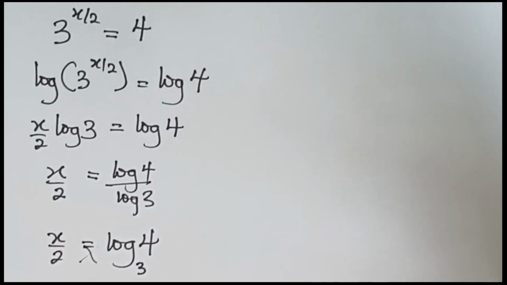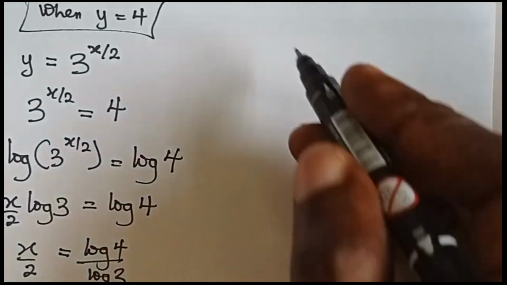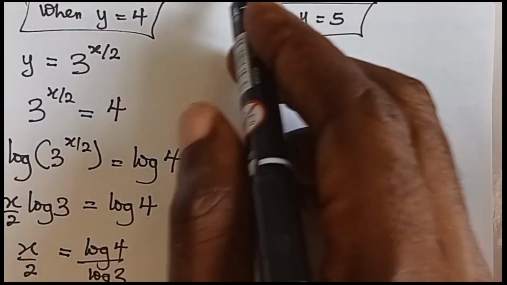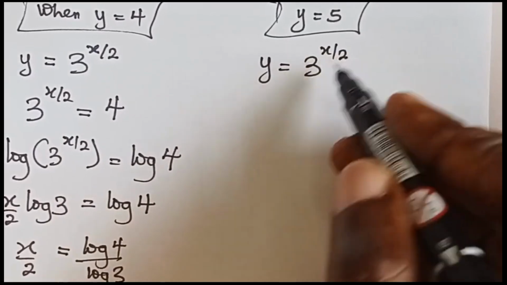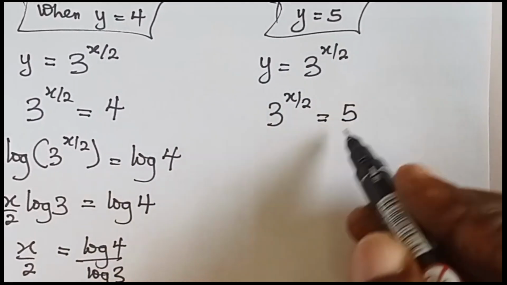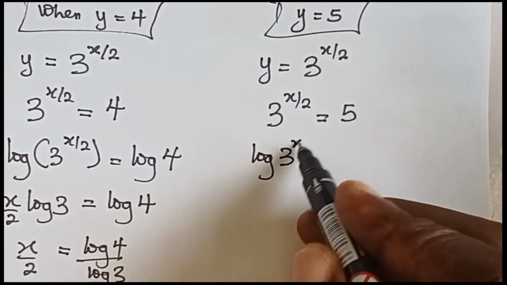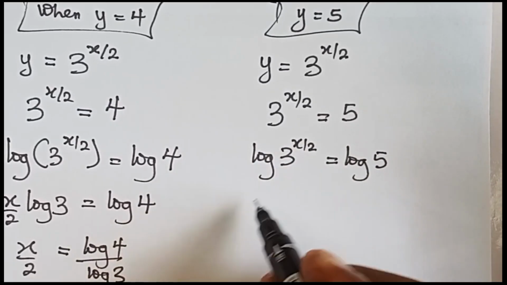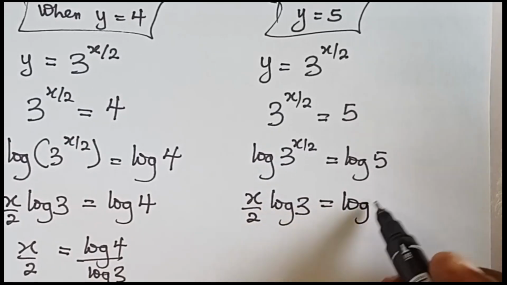Right, so let's look for the value of the other x by considering y equals 5. When y equals 5 now, this is what we have. We have y equals 3 raised to x over 2, y equals 5 now. So 3 raised to x over 2 equals 5. Then we take the logarithm of both sides. So we take the logarithm of this side, and we also take the logarithm of this other side. Then this goes to the back. We have x over 2 log 3 equals log 5.